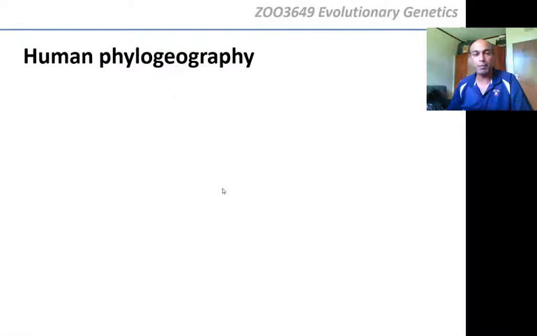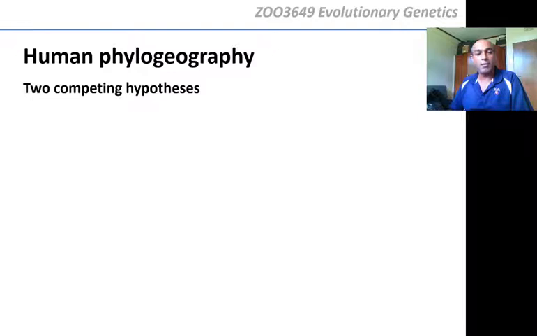Okay, and like all other species, humans are no exception. Humans have our own phylogeographic story. Like buffalo, like warthog, like bushbuck, humans have their own. And before we had enough data, we had two competing hypotheses for human phylogeography.